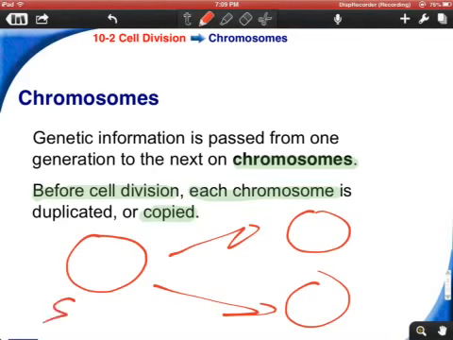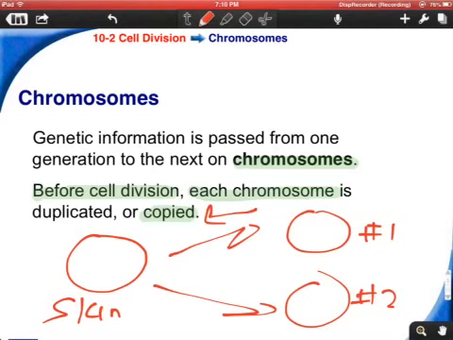So let's say, for example, this cell I just drew was a skin cell. And today alone, you're going to lose at least 600,000 particles of skin. We've talked about this in class, how that becomes dust and all those other great things. But each one of these new skin cells, we call this number 1, this one number 2, each of these cells must contain the same genetic information. And in order for that to happen, each chromosome needs to be copied.